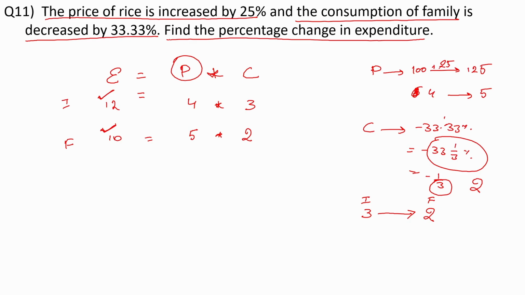So what were we asked to find? We were asked to find the percentage change in expenditure. So what is the percentage change? Change is 2 upon initial value 12 into 100. 2 ones are 2, 2 sixes are 12. So 1 by 6 into 100 gives 16 2 by 3%.